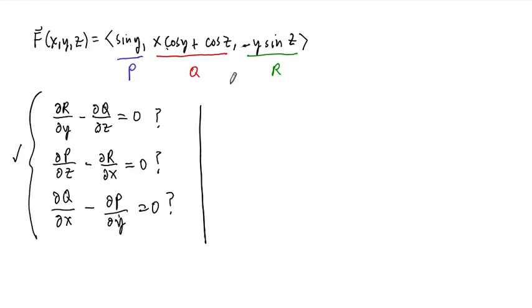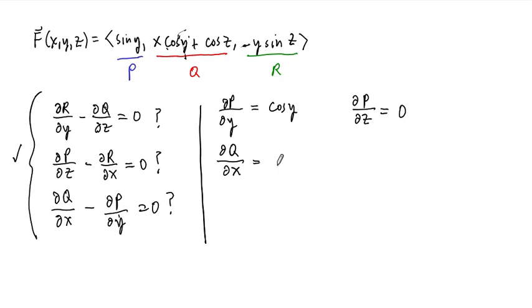So we're going to need to know ∂P/∂y at some point, and this is going to just be cosine of y, and we're going to need to know ∂P/∂z, and that's of course 0. There's no z's in this P function. Then we go to Q. ∂Q/∂x is just going to be cosine of y. And then ∂Q/∂z is the other one that we need from Q, and that's just going to be minus sine of z.